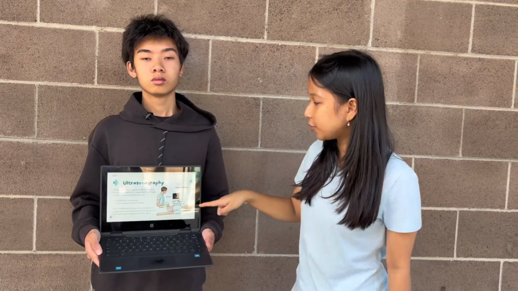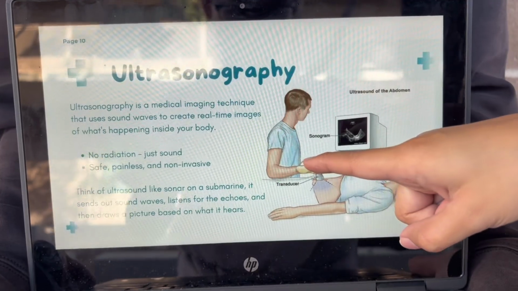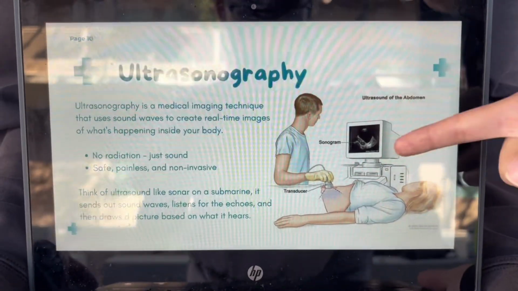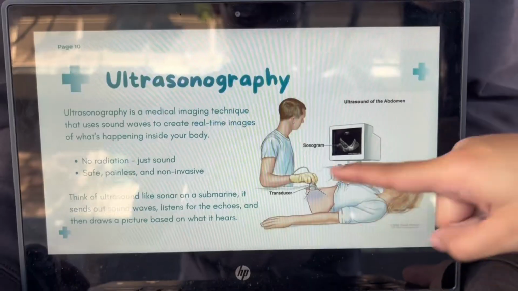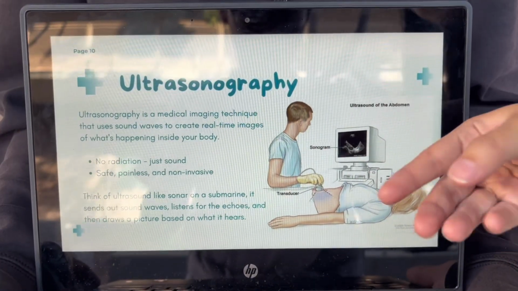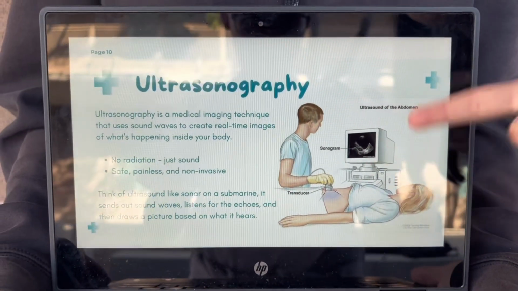Here's a picture of how the ultrasonography works. The medical staff will use the ultrasound to scan the patient's stomach to see where the baby is, how the baby is growing, and the heartbeat of the baby.